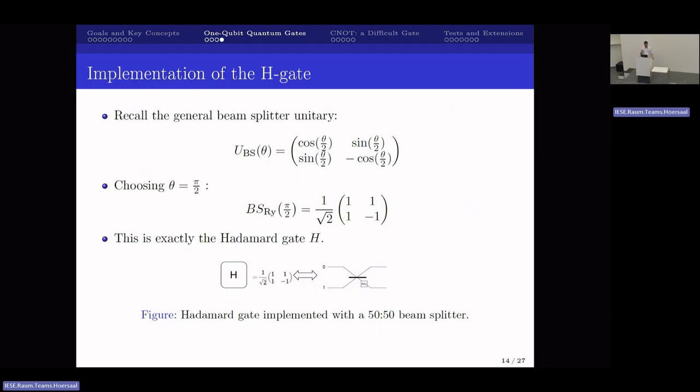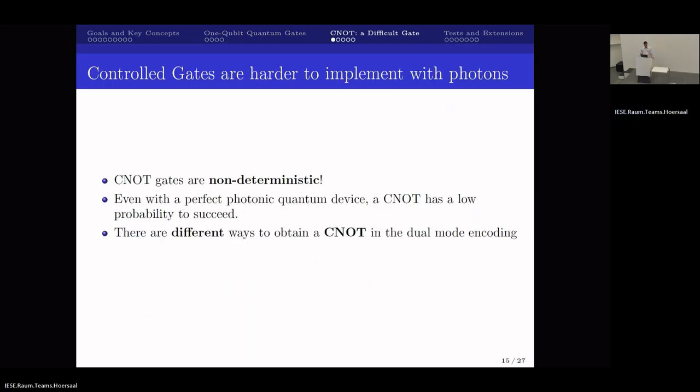So there's something that is a bit swept under the rug. This matrix of the beam splitter will not have the same effect if you choose another encoding. So in this case, there's a direct correspondence with a dual mode encoding.